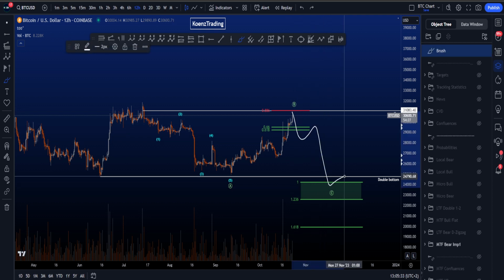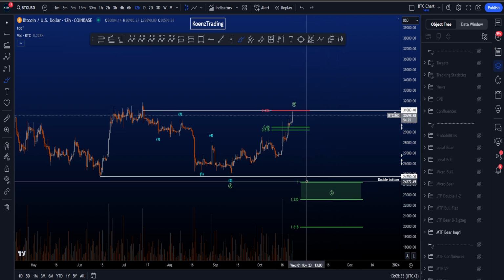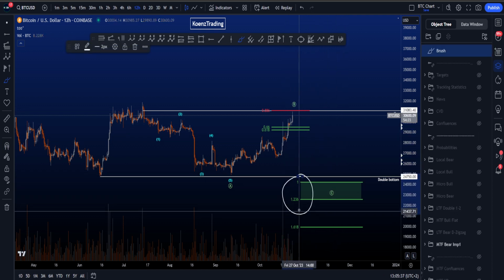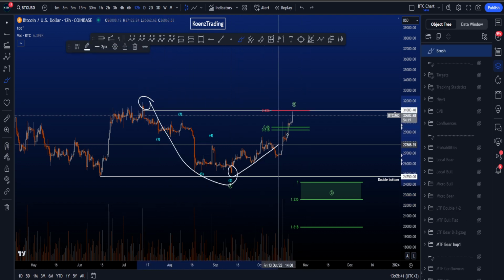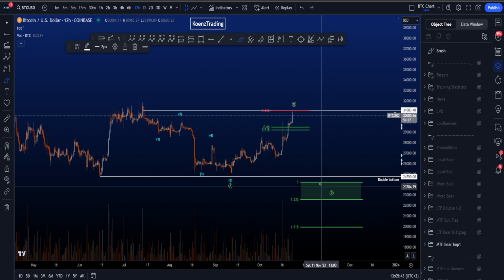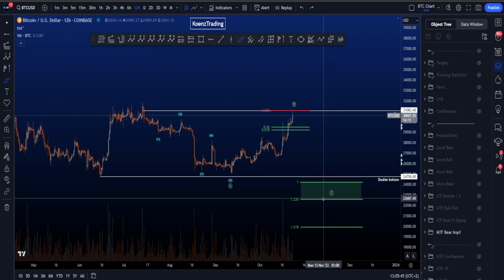5-3, and then we expect a 5-wave move down in wave C, where the most common target for wave C is between the 1 and the 1.236, taken from the high to the low of A to the high of wave B, sitting between 24.3k and 22.6k.